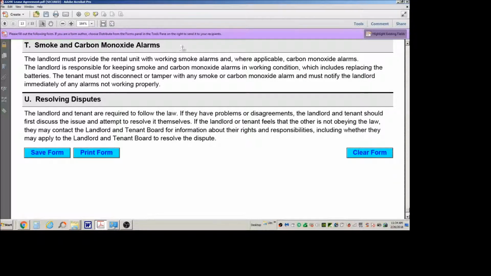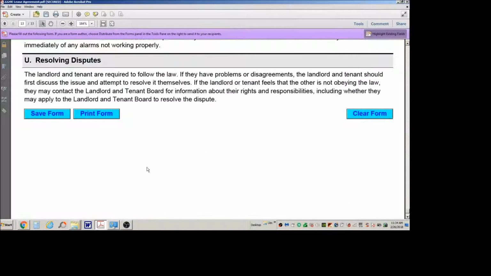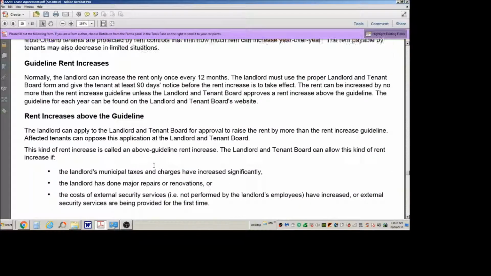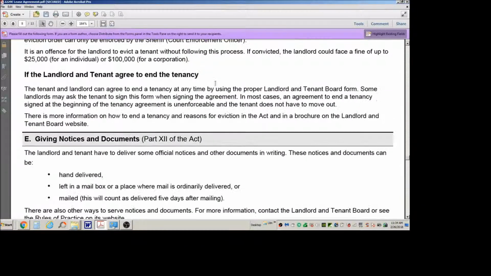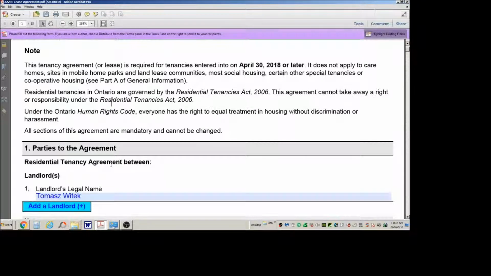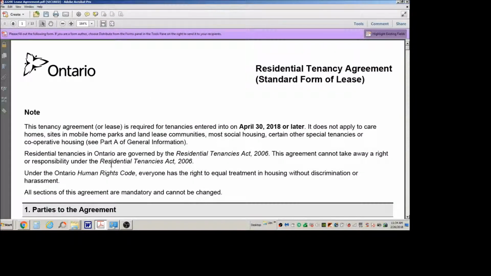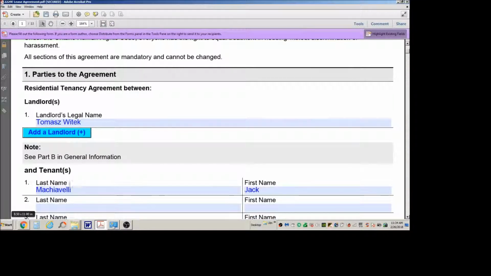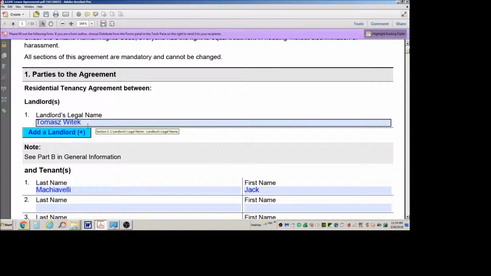So anyway, in probably 2 days you can visit my blog, and I'm going to attach a link to it in the description section of this video. And you will be able to see and download the actual residential tenancy agreement standard form of lease effective April 30, 2018. And the nice thing is it's actually fillable, so you can fill it out, print it, and make the tenant sign your agreement when you find one.